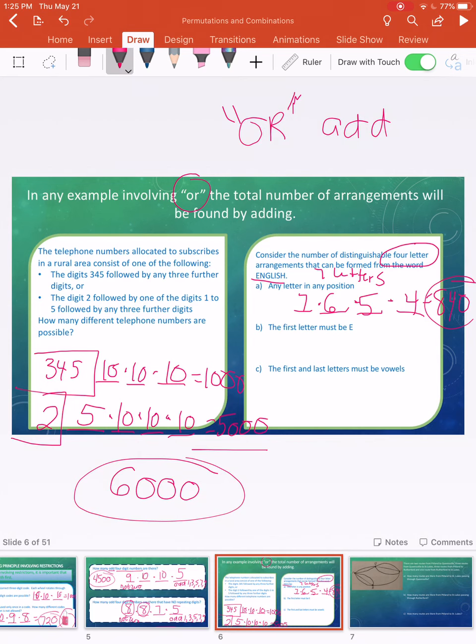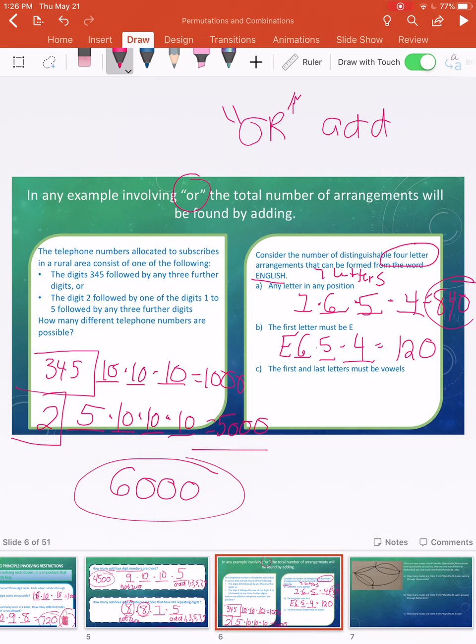In the next example, the first letter must be E. So we have E, and then we have 3 other letters. Now instead of 7 letters to choose from, we have 6 letters to choose from because we already used the letter E. And then 5, and then 4. So on our calculator, we're going to type 6 times 5 times 4, and we end up with 120.